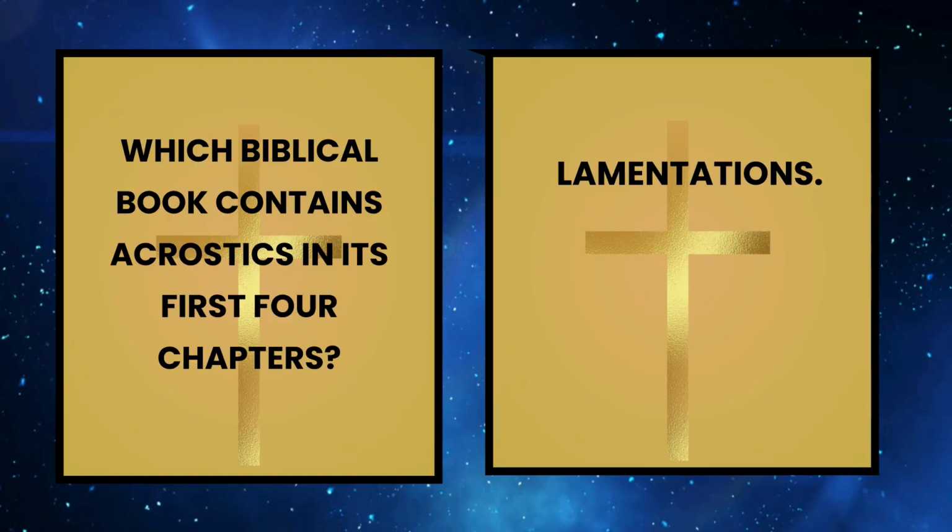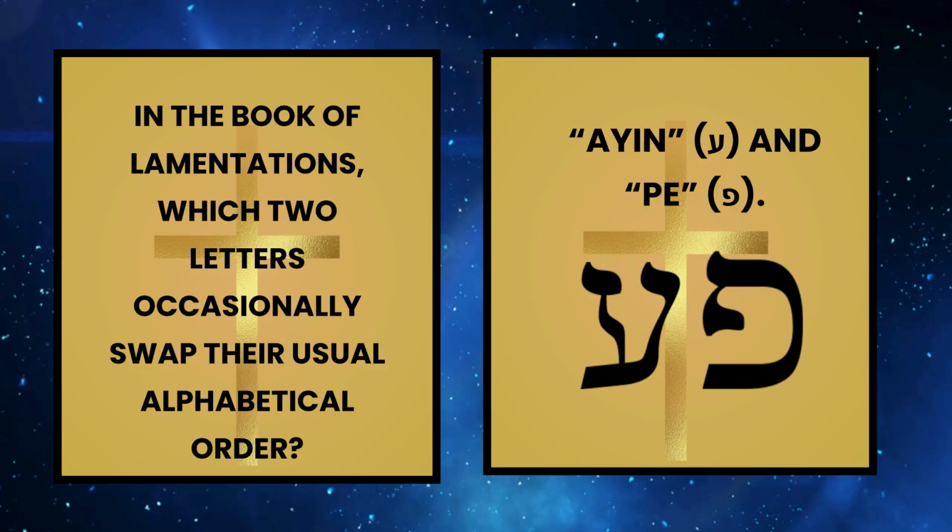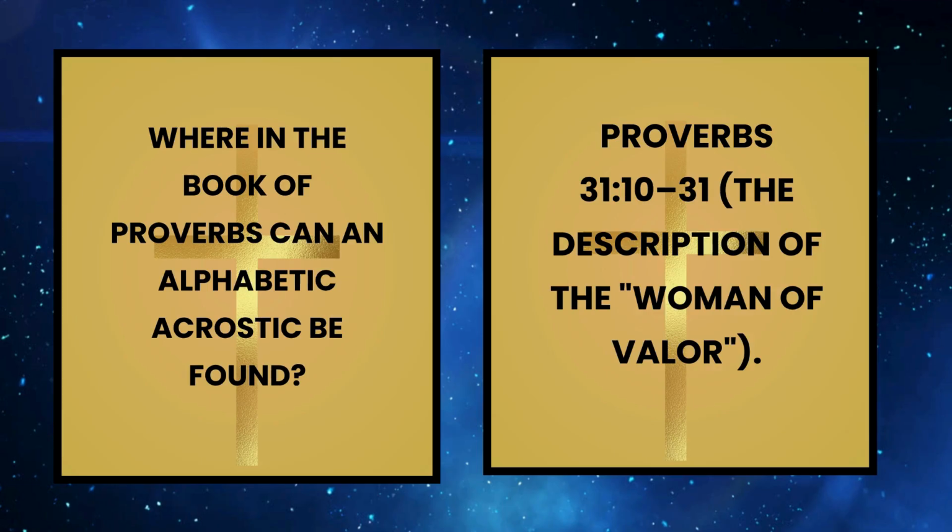Which biblical book contains acrostics in its first 4 chapters? That book is Lamentations. In the book of Lamentations, which two letters occasionally swap their usual alphabetical order? The letters Ayin and Pei sometimes swap order. Where in the book of Proverbs can an alphabetic acrostic be found? It is found in Proverbs chapter 31, verses 10 to 31, the description of the woman of valor.